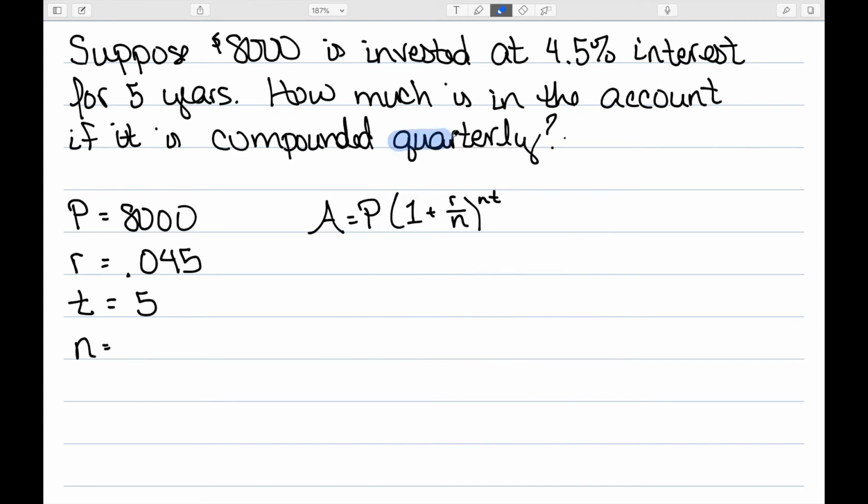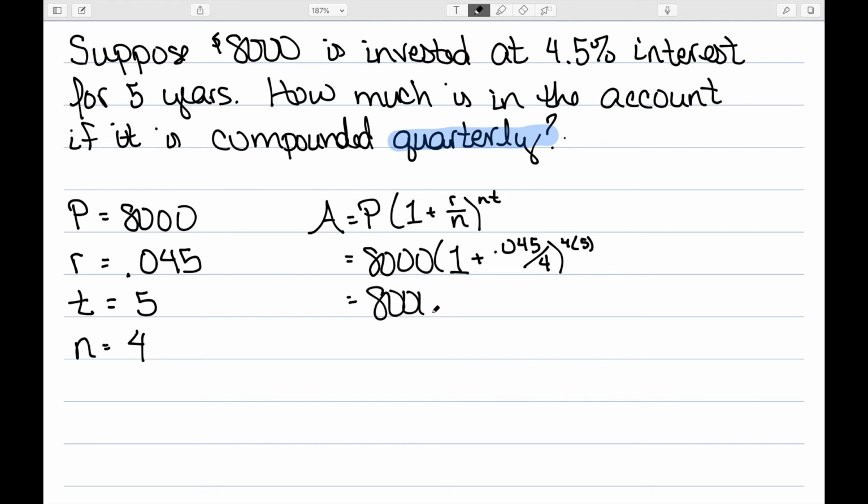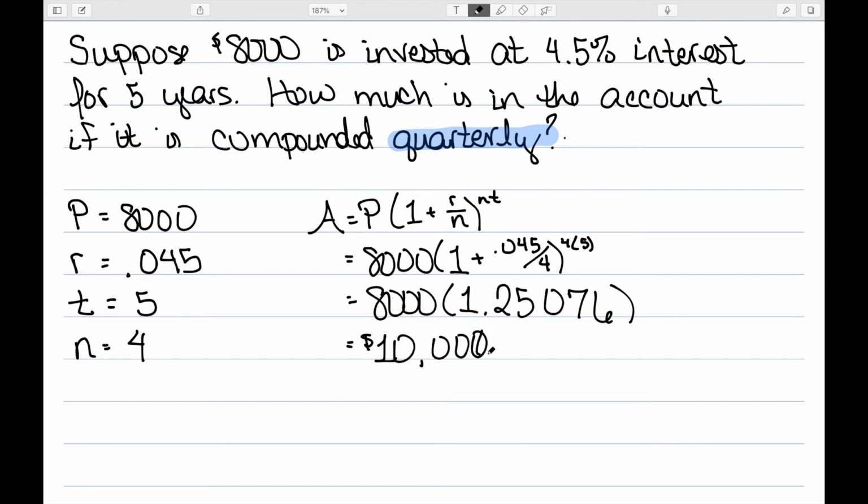I'm now going to do the same problem, but this time I'm going to compound quarterly. Quarterly means that we break the year up into 4 pieces, so n is equal to 4. This time I would have 8,000 times 1 plus 0.045 over 4 raised to the 4 times 5 power. This is the same thing as 8,000 times 1.25076, which would give us $10,006.00.